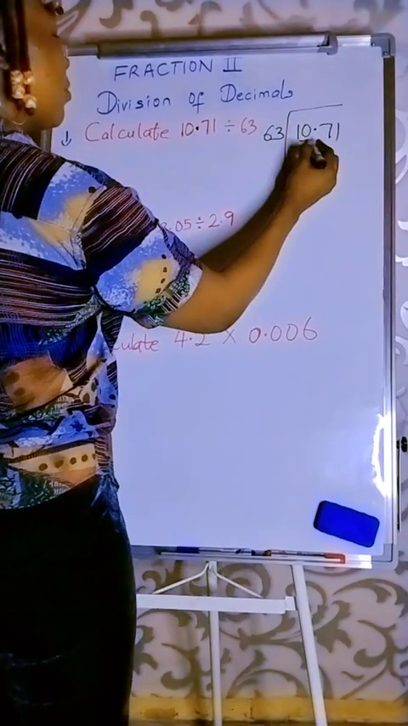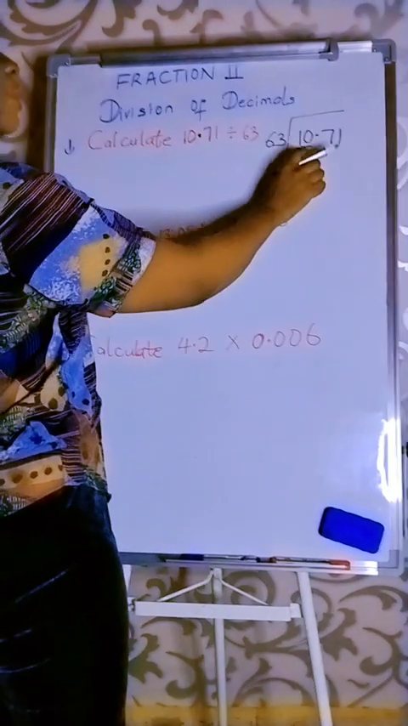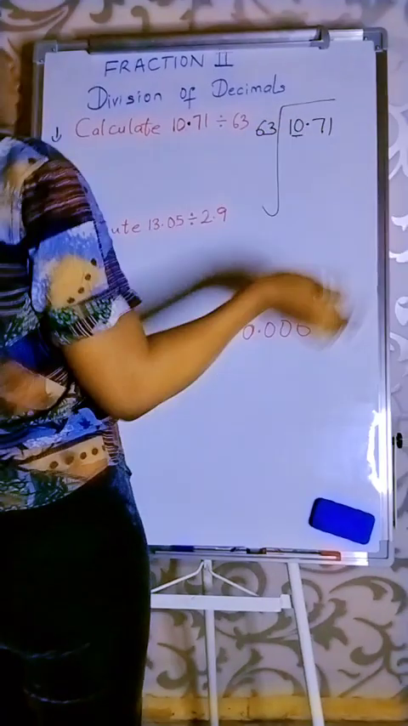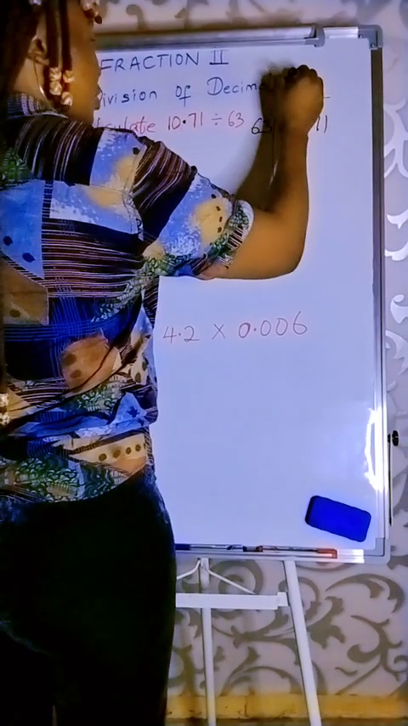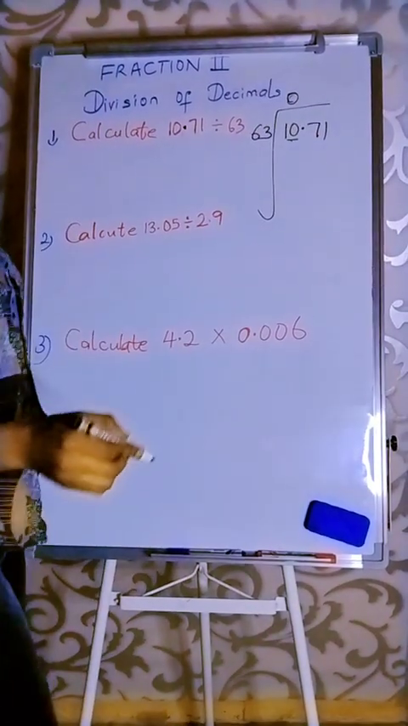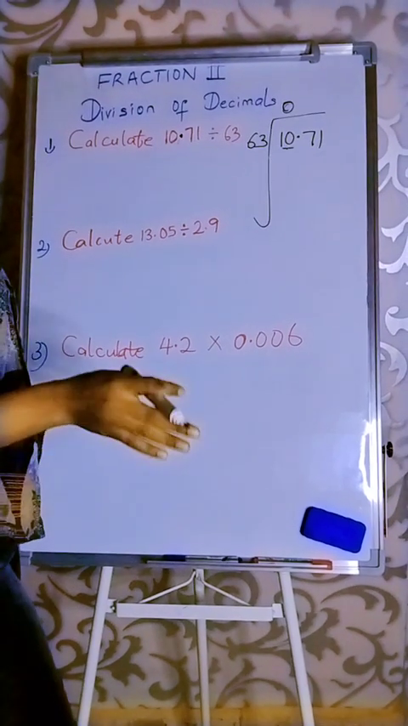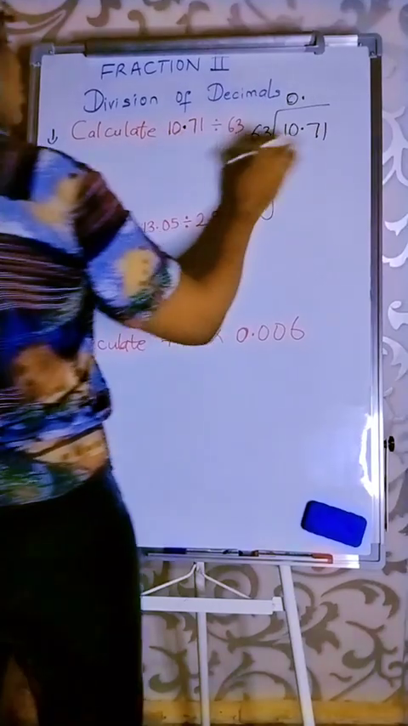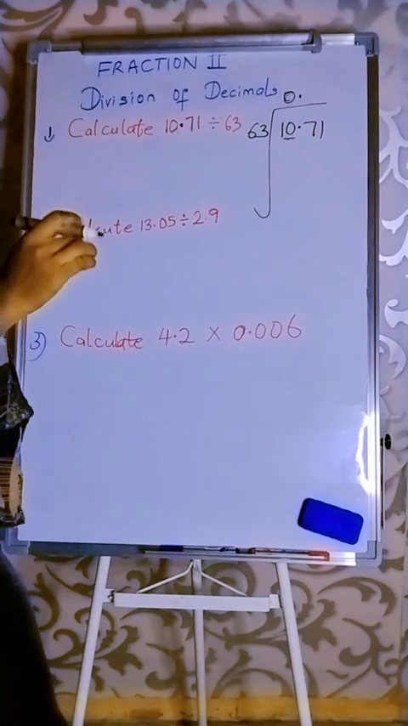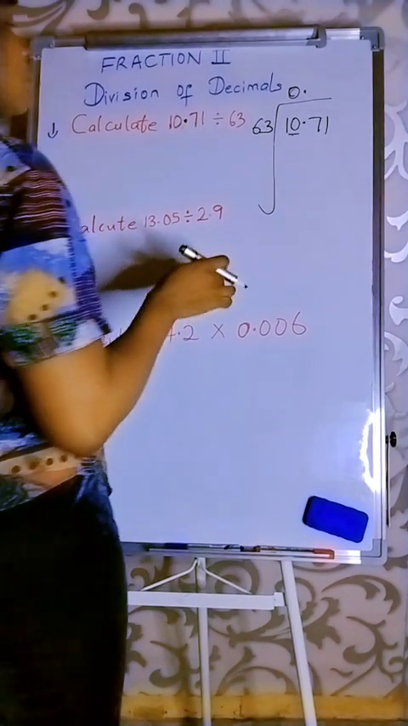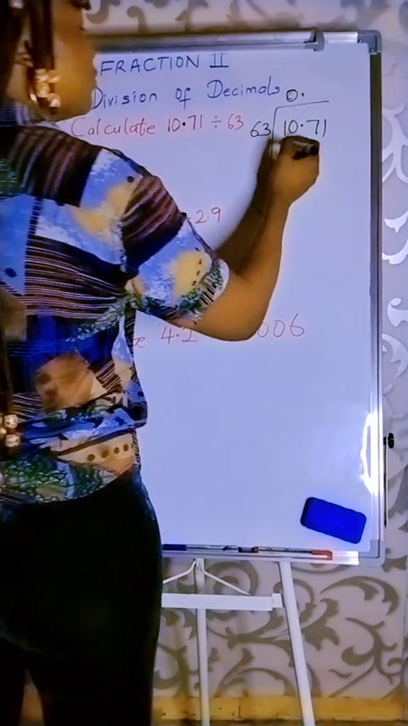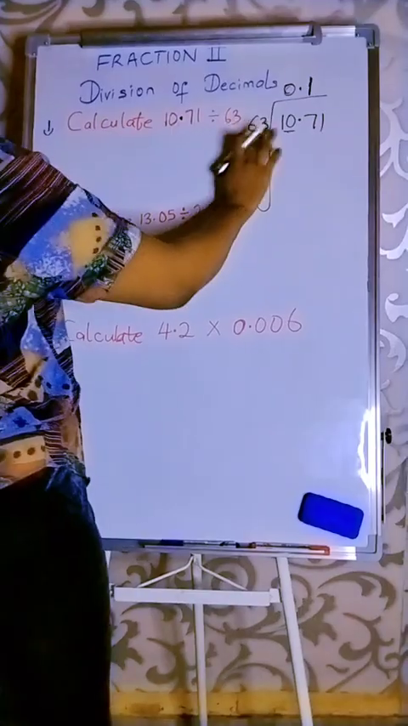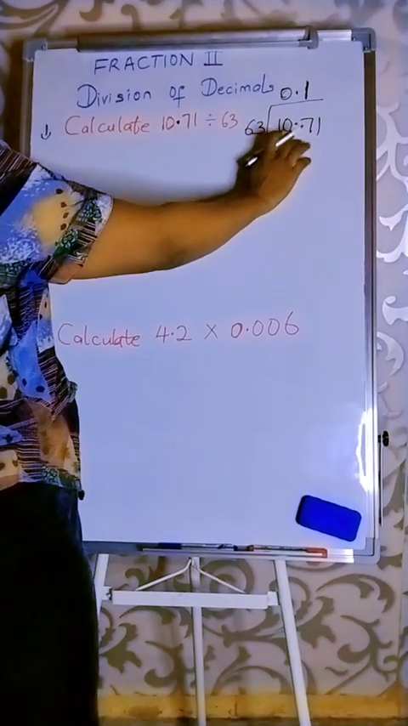Since 63 is bigger than 10, we will have to join 7 together with it. Before you join it, we already know how to solve using the long division method. So just add 0 point, and you continue. 63 divided into 107 is what? We have 1. It's only 1 that we can get from this 107.